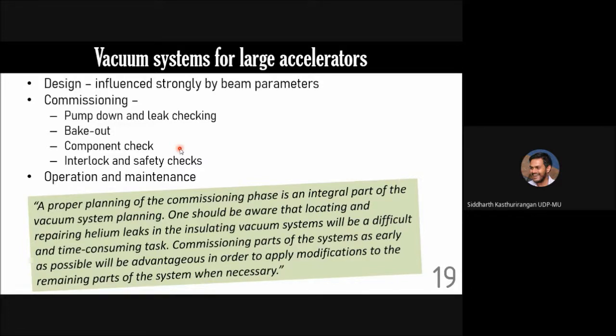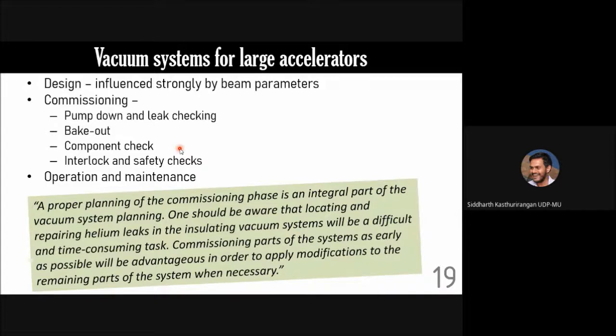Okay. And this statement is taken from some book, but I felt it's a very, very important statement, so that is why it is put up in the form of a quotation. Basically it says the proper planning of the commissioning phase is an integral part of vacuum system planning. One should be aware that locating and repairing helium leaks in the insulating vacuum system will be a difficult and time consuming task. Imagine you have a 27-kilometer ring like CERN, and you are asked to see whether the vacuum is all right. Obviously, you will try to do it in phases. So that's what he is mentioning.